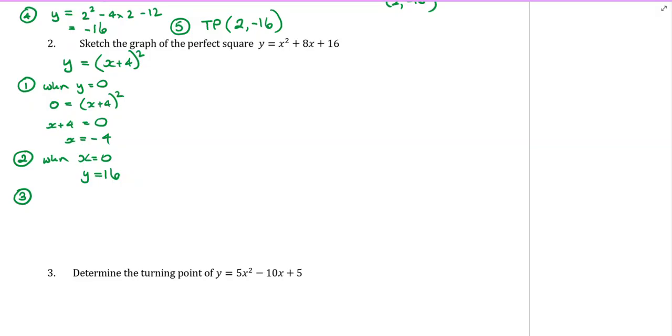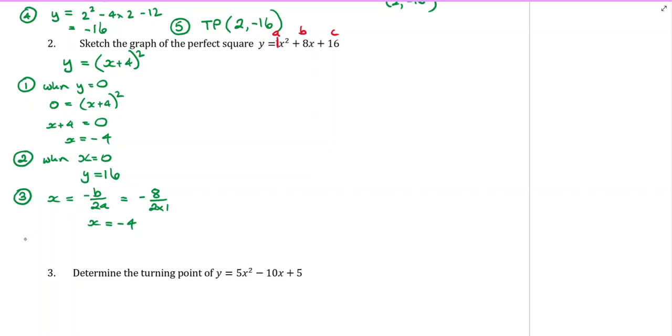Then step 3, we want to find the axis of symmetry. So we only have one x-intercept, so let's use our formula, minus b over 2a. So we need the expanded version for that. So a would be 1, b would be 8, c would be 16. That would be negative 8 over 2 times 1. That is negative 4.